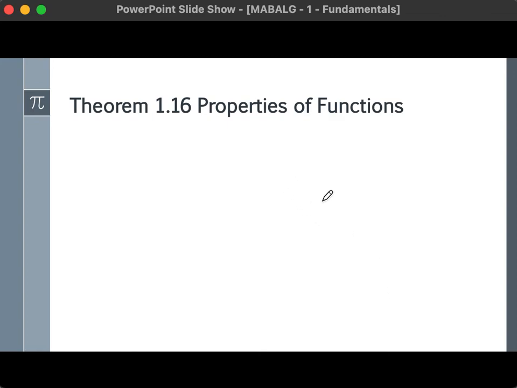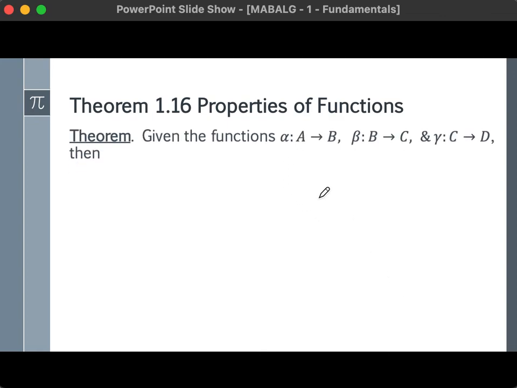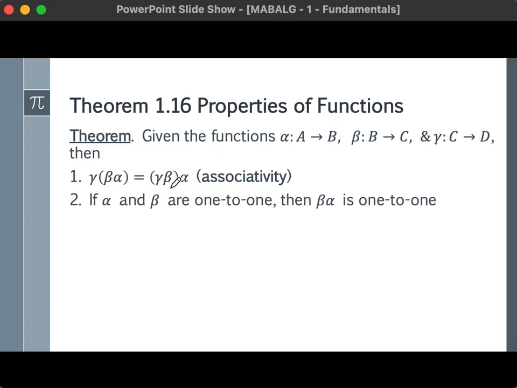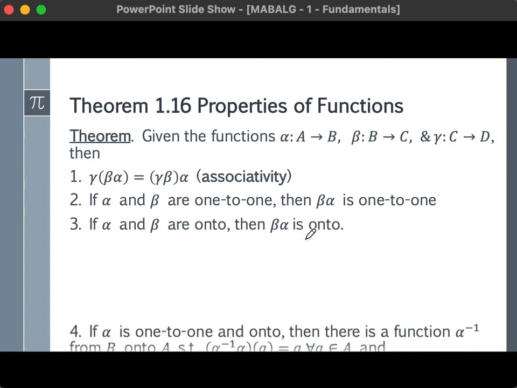So we have Theorem 1.16, which are properties of functions. So given the functions alpha, which is a mapping from A to B, beta, which is a mapping from B to C, and gamma, which is a mapping from C to D, then number one, it displays associativity. Gamma times beta times alpha, where the grouping is beta and alpha, is equal to the grouping of gamma and beta, times alpha. So that's associativity. Number two, if alpha and beta are 1 to 1, then beta times alpha is 1 to 1 as well. Number three, if alpha and beta are onto, then beta times alpha is onto as well.